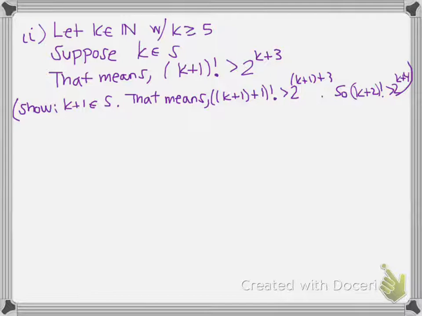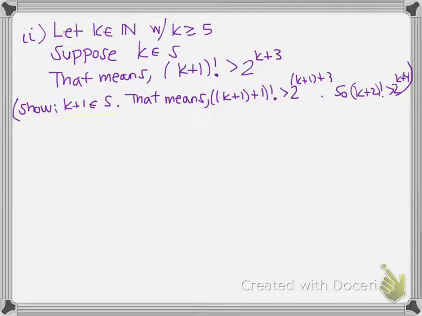According to our definition of our set, that means we already assumed that k is a natural number and k is greater than or equal to 5, so that k plus 1 factorial is greater than 2 to the k plus 3. Okay, so we want to show that k plus 1 belongs to S. Well, what does that mean?